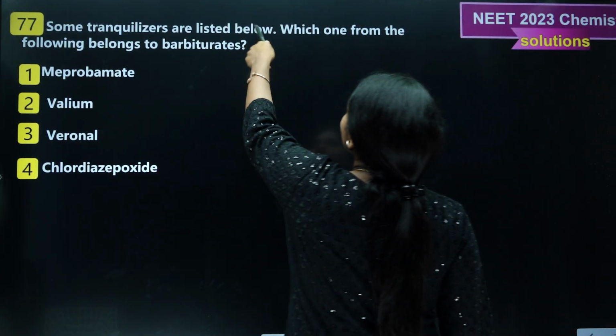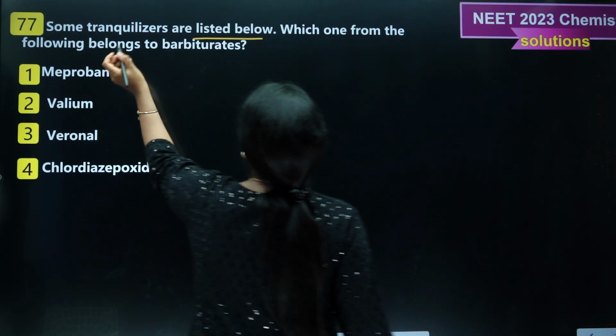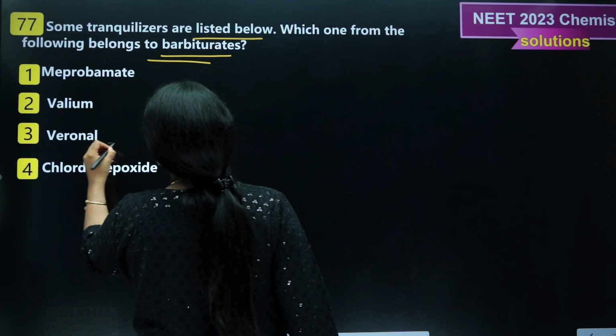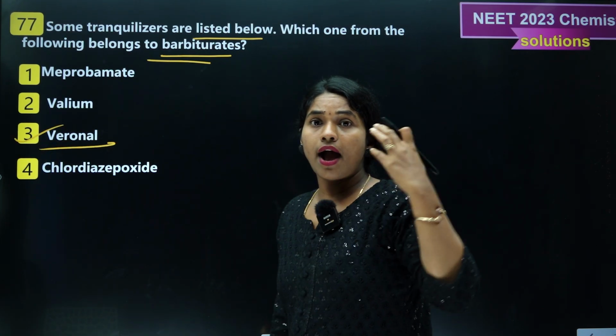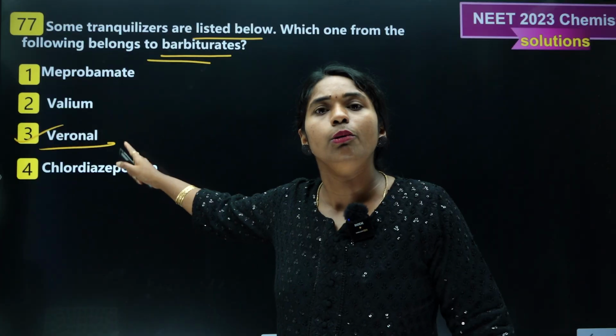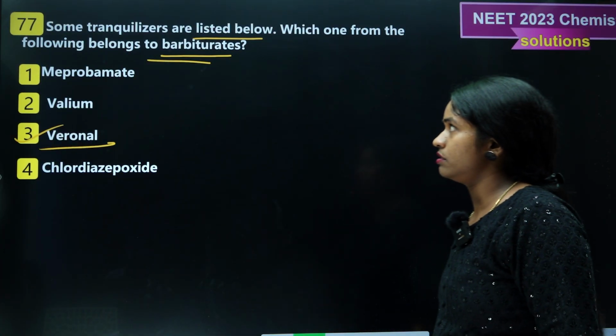Some tranquilizers are listed below. Which one of the following belongs to barbiturates? It is direct, based on examples. You have to remember all the examples, then only you will be able to attempt these kinds of questions.